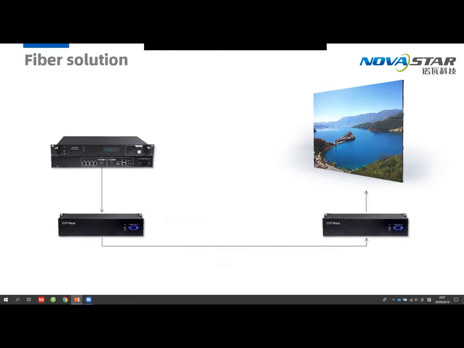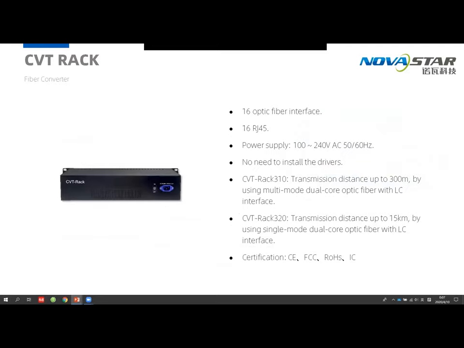Here, for big screens, we also provide two solutions. The first one: we can use one device instead of the CVT310 or 320. The structure is here. It looks much easier than before. So we only need two converters here. And this device we call the CVT-ROCK. It has 16 pairs of fiber and RJ45 interfaces. So the CVT-ROCKER 310 is used instead of the CVT310, and the CVT-ROCKER 320 is used instead of the CVT320. So it looks like we put 16 smaller converters into a big box.